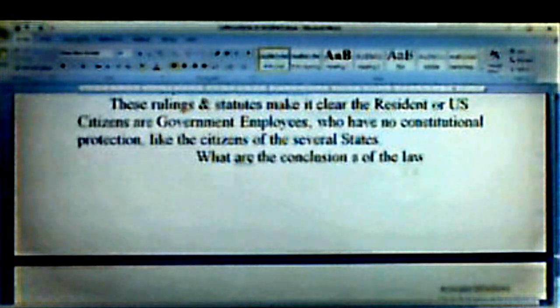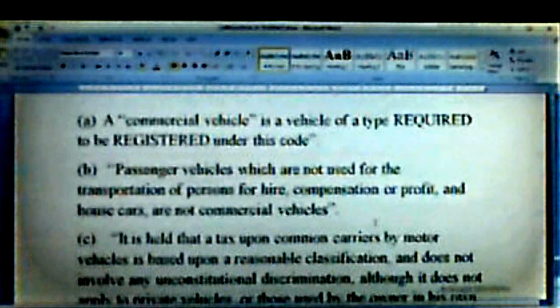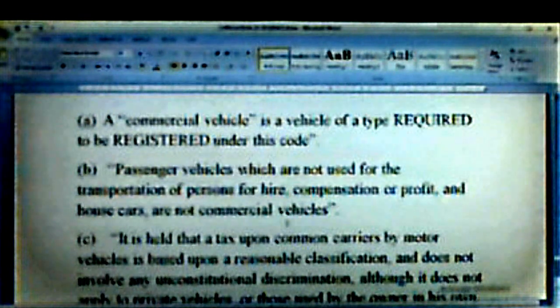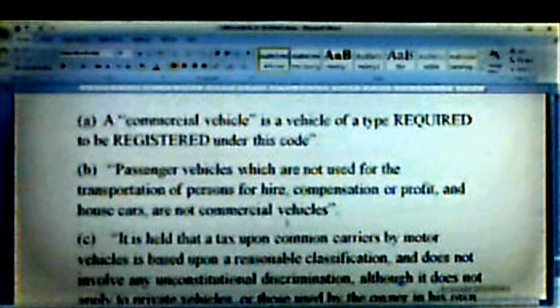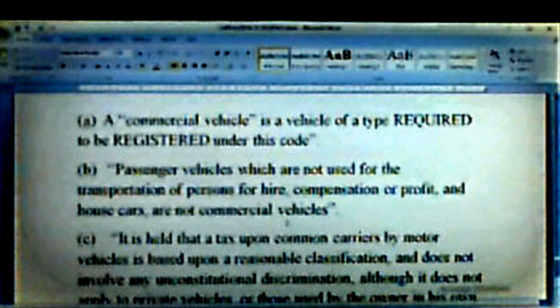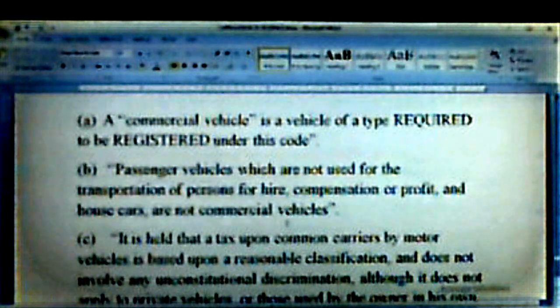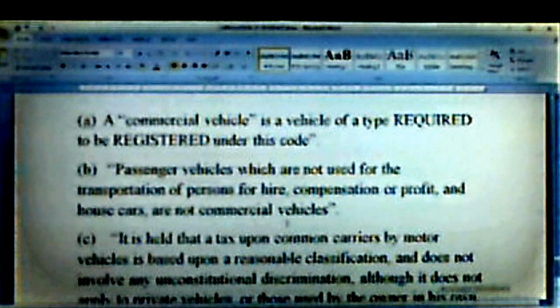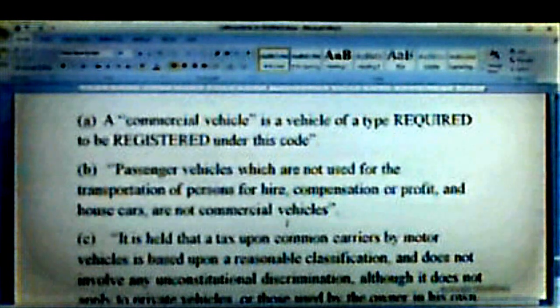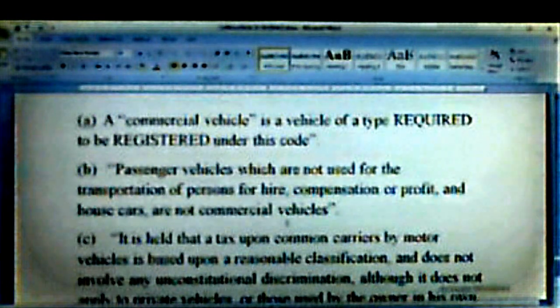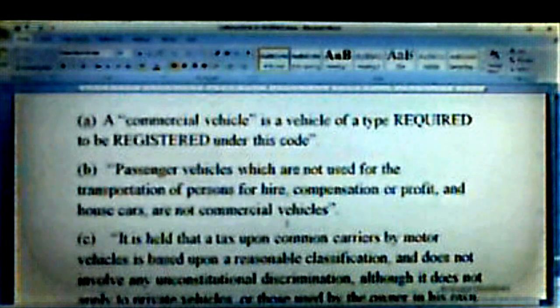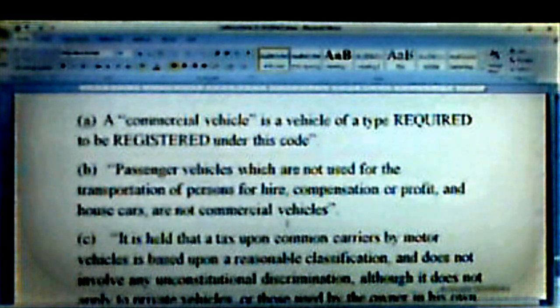What are the conclusions of law? A. A commercial vehicle is a vehicle of a type required to be registered under this code. B. Passenger vehicles which are not used for the transportation of persons for hire or compensation or profit, and house cars, are not commercial vehicles.